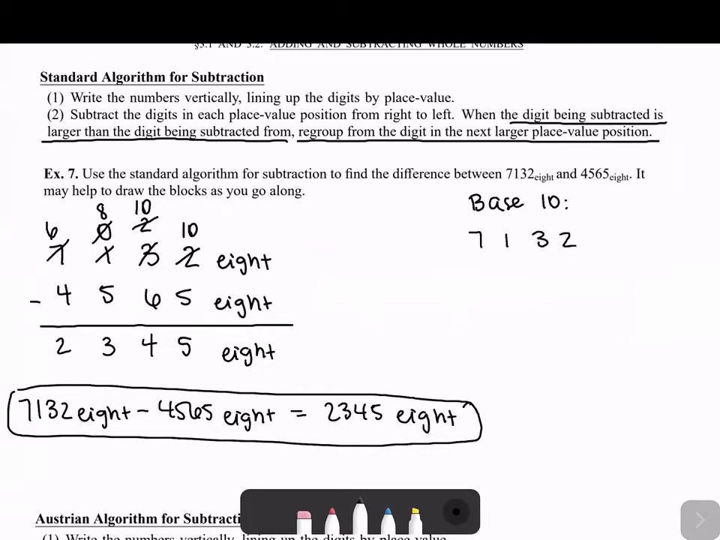7, 1, 3, 2 minus 4, 5, 6, 5. When we subtract them, we take the 2, take 1 away from the 3 to get 2, and oftentimes we'll put a 1 here because we're adding 10 to that 2. Because we're in base 10, we add 10. So oftentimes we denote this by putting a 1 in front.